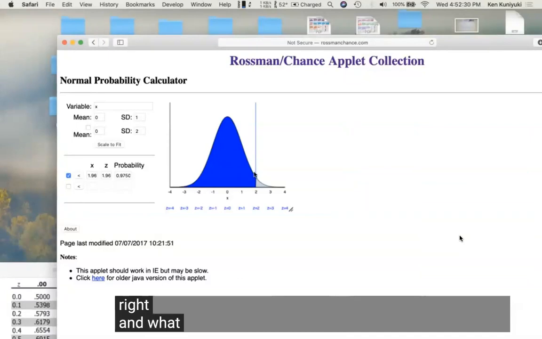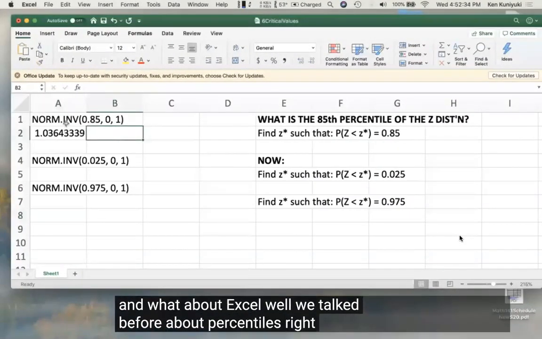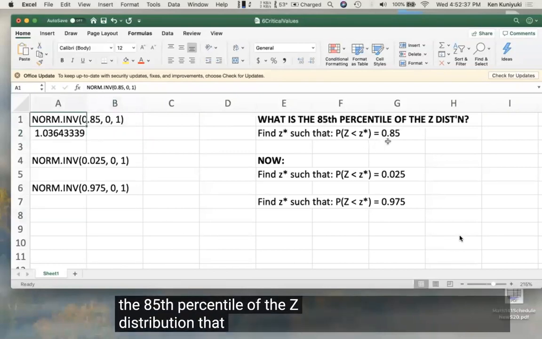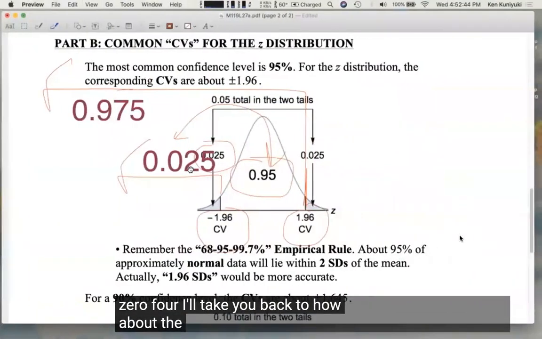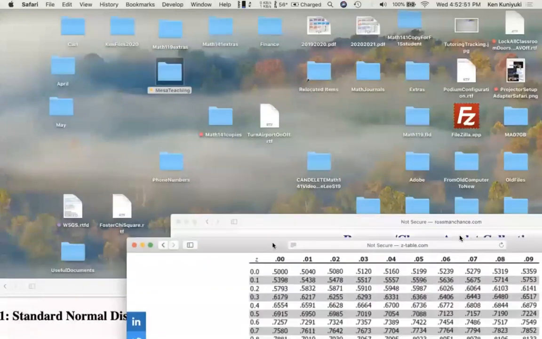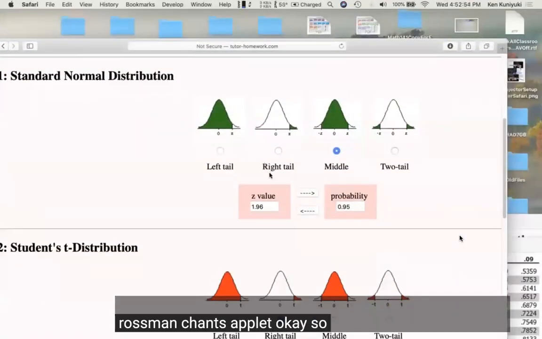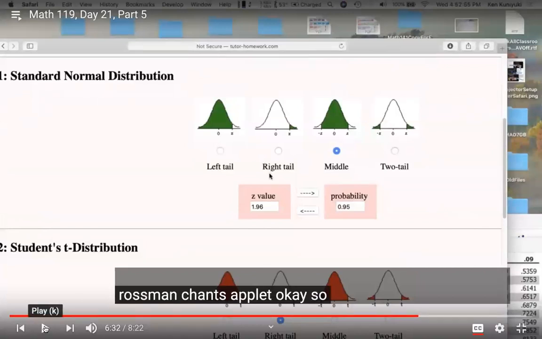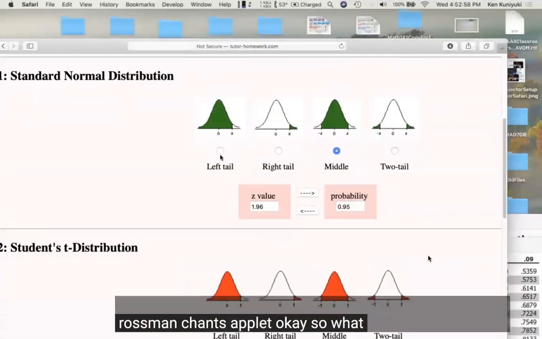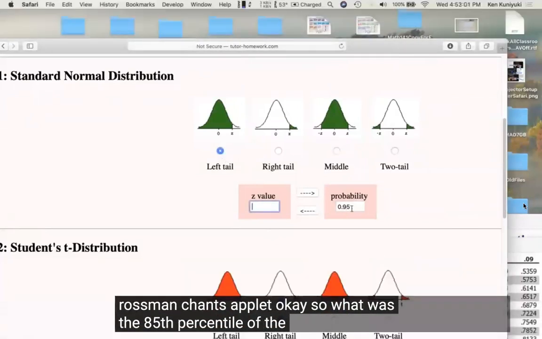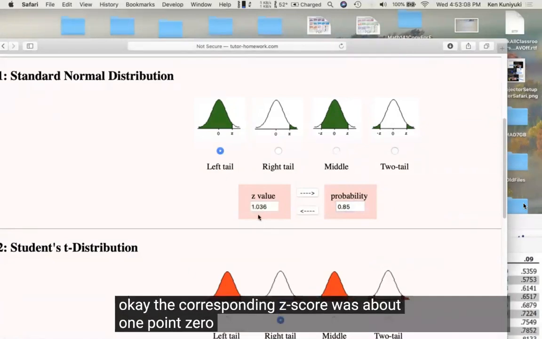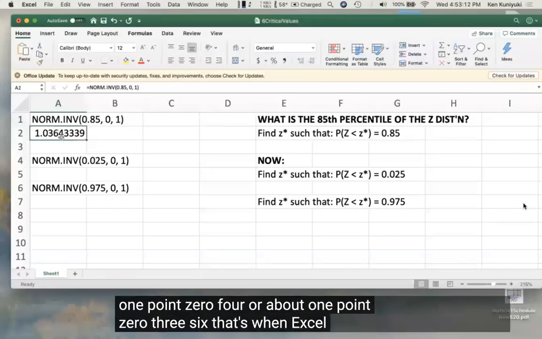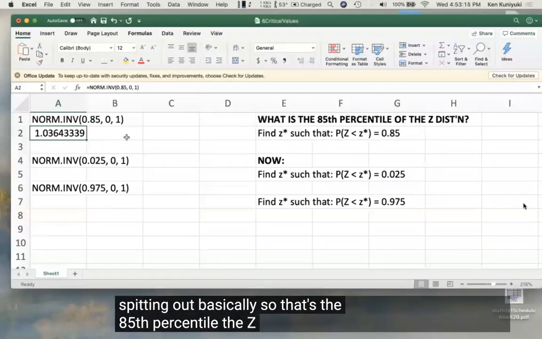And what about Excel? Well, we talked before about percentiles. What is the 85th percentile of the z distribution? That was about 1.04. How about the Rossmann-Chance applet? Oh, no, this is a tutor homework site. I think it's most user-friendly. What was the 85th percentile of the z distribution? Put 0.85 under probability or area. The corresponding z-score was about 1.04, or about 1.036. That's what Excel is spitting out, basically. So that's the 85th percentile of the z distribution.